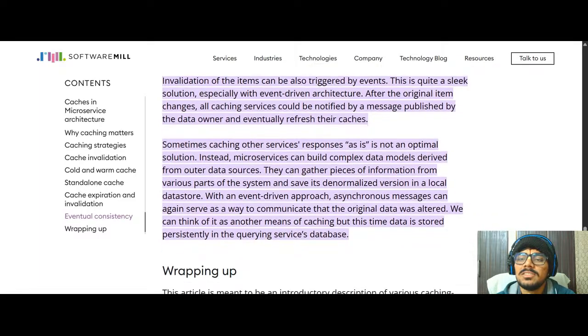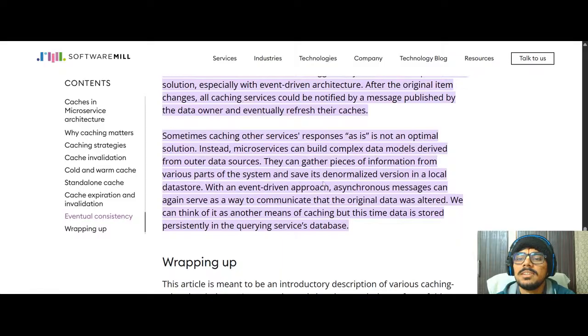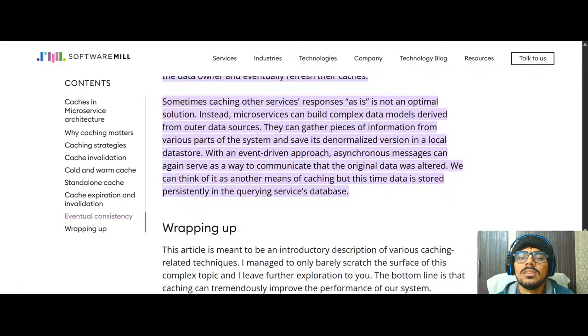They gather pieces of the information from the various systems and save its denormalized version in a local data store with an event-driven approach. Asynchronous messages can again serve as a way to communicate that the original data was altered. Yeah, we can think of it as another means of caching, but this time data has been stored persistently in the querying service's database. Wrapping up.